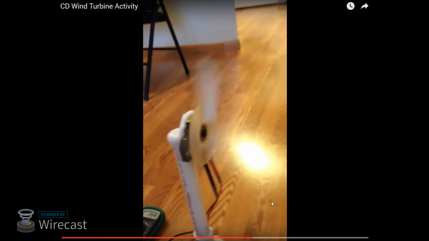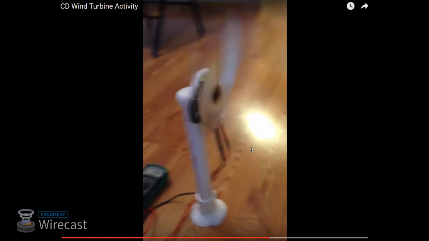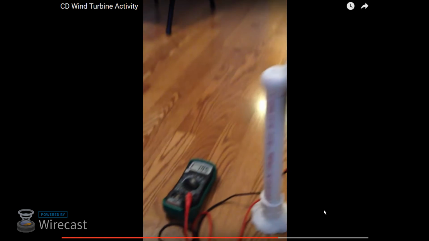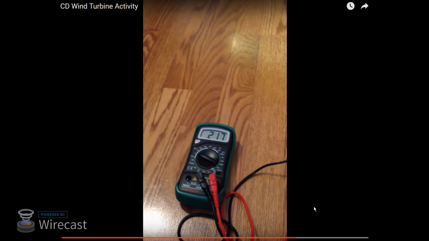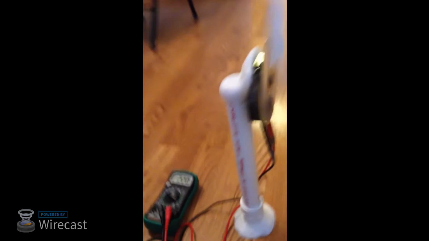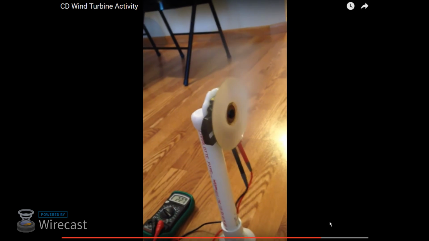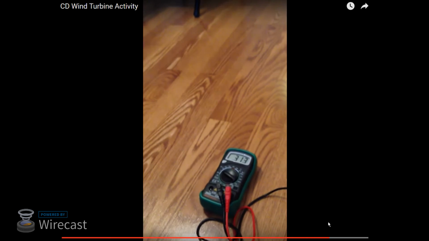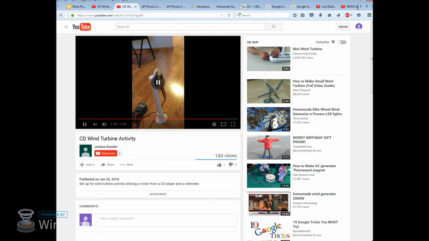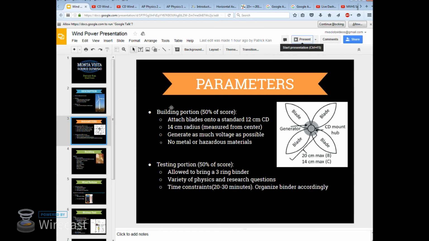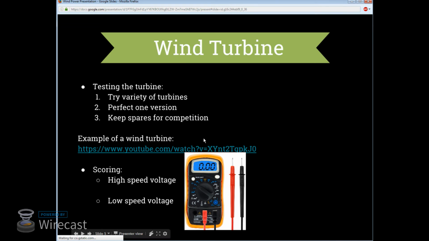So of course your goal here is trying to make it spin as fast as possible, and to do so you're just designing the wings. That is the key component of wind power. So going back to the wind turbine.